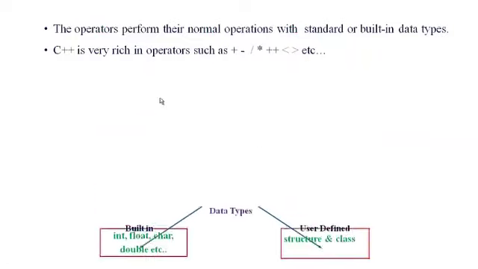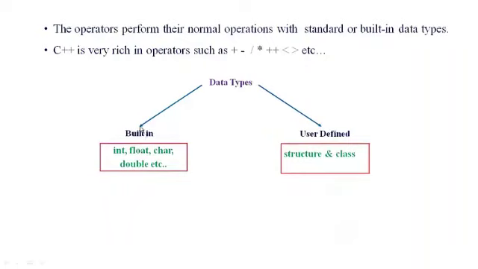So there are two types of data types: built-in data type and user-defined data type. The operators perform their normal operation with standard or built-in data types. The operators such as plus, minus, division and so on are used to perform a particular operation on operands. All these operators are written in such a way that they operate only on built-in data types.